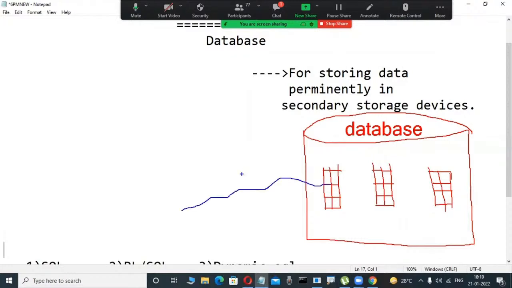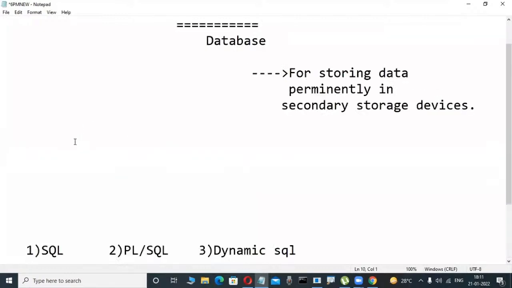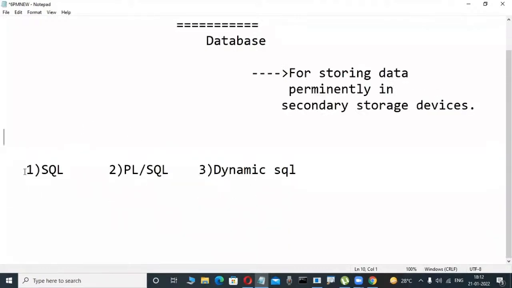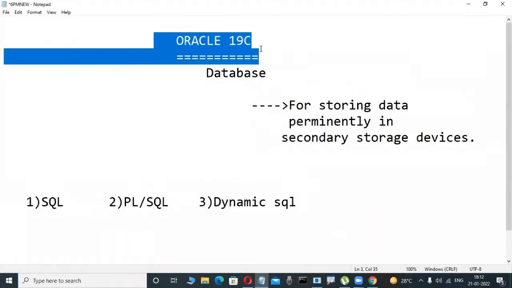We operate on this data using SQL, structured query language. Yesterday I told you only up to this, a small thing. If you want to operate the Oracle software, we use SQL, structured query language. Another language is PLSQL, procedural language extension for SQL. Another language is dynamic SQL. Through these three languages, we operate the Oracle software in your companies.